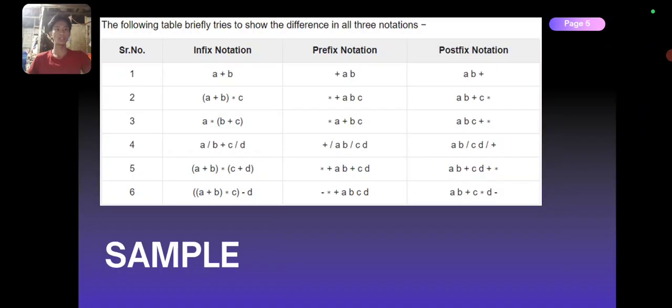As you can see in the following table or sample, infix always puts the operator between the operands, and prefix always puts the operators before the operands, and postfix writes the operands first, then writes the operators.